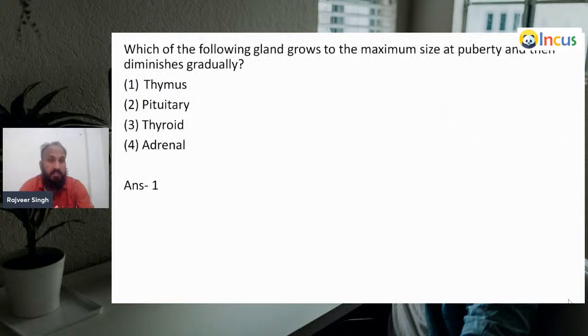Now, next question. Which of the following glands grows to the maximum size at puberty and then diminishes gradually? Thymus, pituitary, thyroid, adrenal. Of course, the answer will be thymus, because we are talking about immunity and puberty, so our answer will be the first one, thymus. But what is the basic concept behind this thymus?